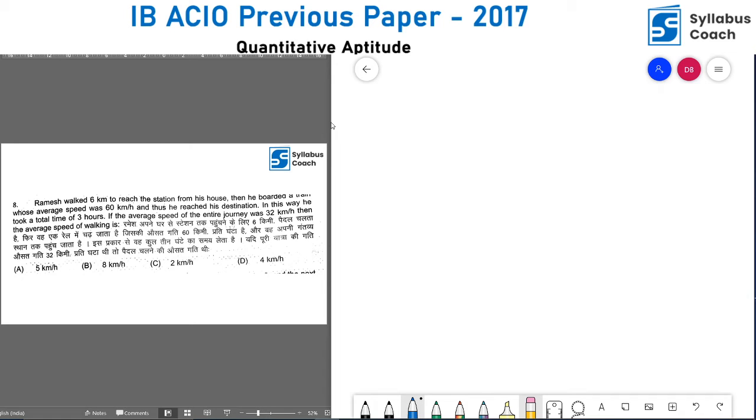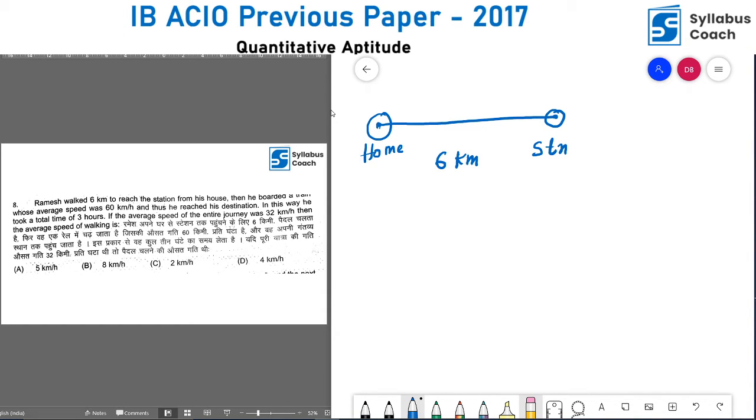Let's try to solve the next question. In this question, it is given that Ramesh walked 6 kilometers to reach the station from his house. So this is Ramesh's house, and then he walked 6 kilometers to the railway station. So this is the station. How many kilometers did he walk?